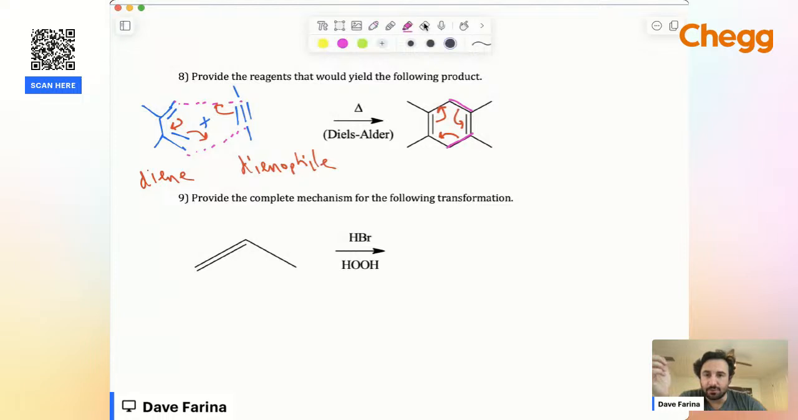And let's just erase this. Yeah, we don't need those. Okay, so there's your Diels-Alder. Not too hard once you get the hang of it.